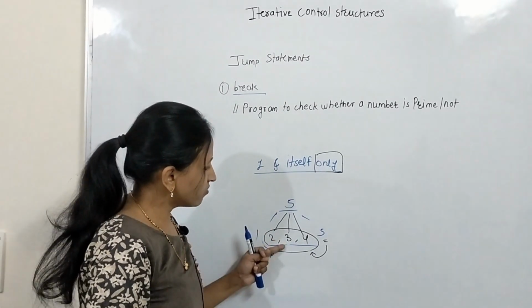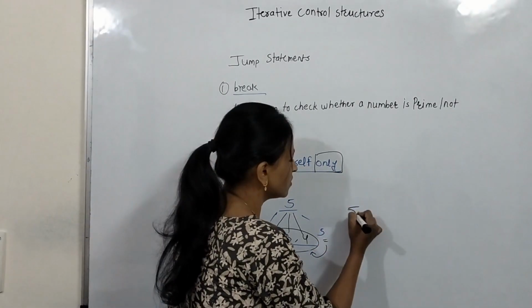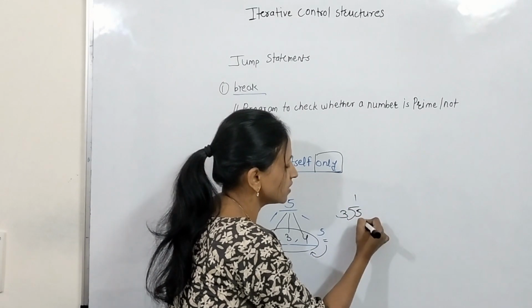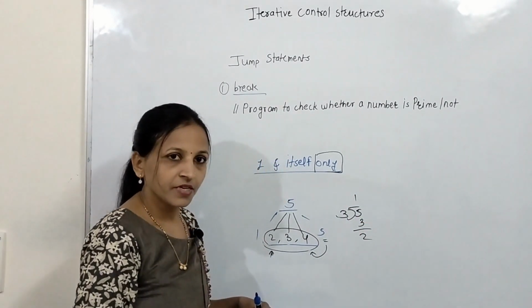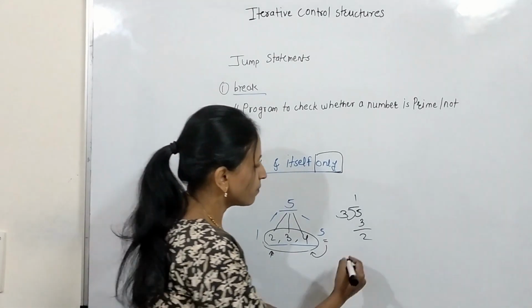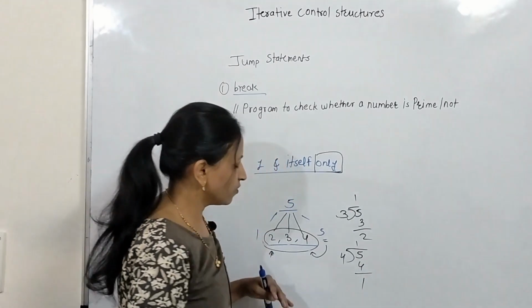If we divide 5 by 3, then 3 ones are 3, and the remainder will be 2. In this way, if we divide 5 by 4, then the remainder will be 1.